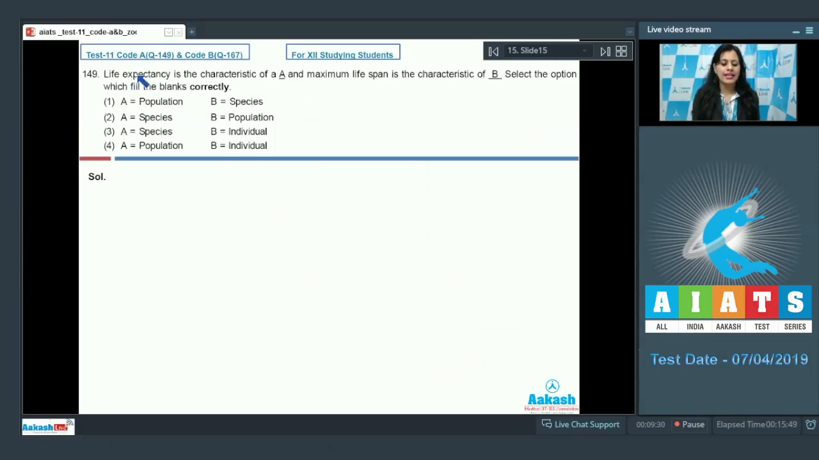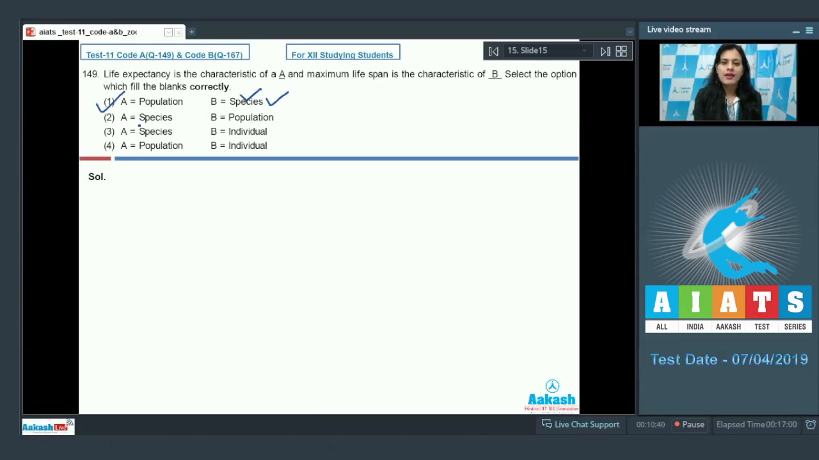Question number 149. Life expectancy is the characteristic of A and maximum lifespan is the characteristic of B. Select the option which fills the blank correctly. And the very first option given is A represents population and B represents species. As it is a correct option, so this is a correct answer to our question. Because life expectancy is the characteristic of a population while maximum lifespan is the characteristic of a species.